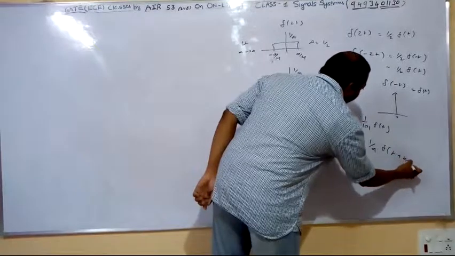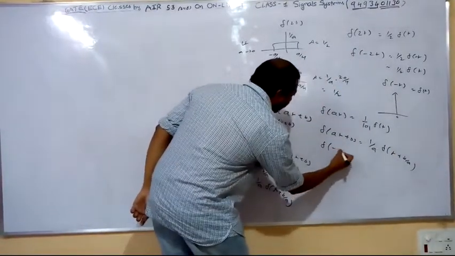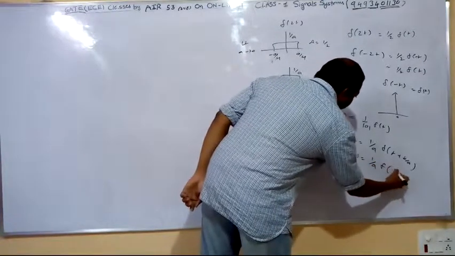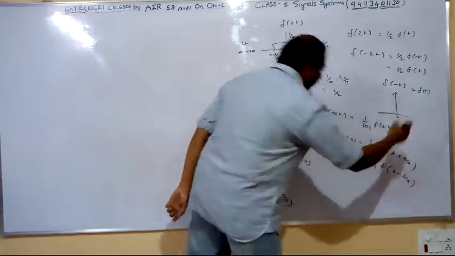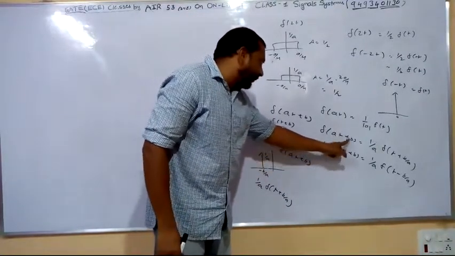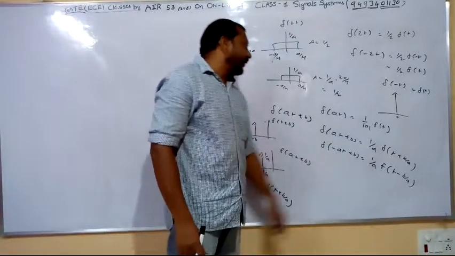What about the del of minus a t plus b? It is equal to simply 1 by a into del of t minus b by a. Since if we take this minus a out, a into t plus b by a, the corresponding is equal to 1 by a into del of t plus b by a.